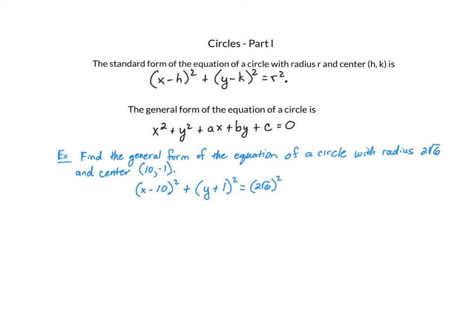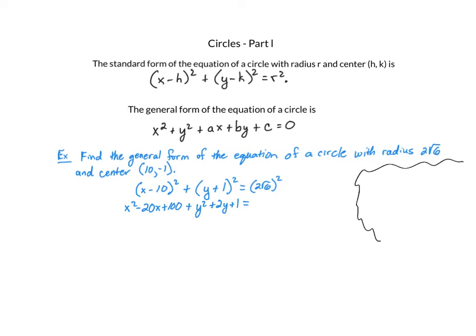Now, general form, notice we need it to look like this: x squared plus y squared, and then our linear terms, and then our constant, and we want it set equal to 0. So let's do the work by multiplying out each of those binomials that are being squared. So we'll have x^2 - 20x + 100 + y^2 + 2y + 1 = (2 square root of 6)^2.